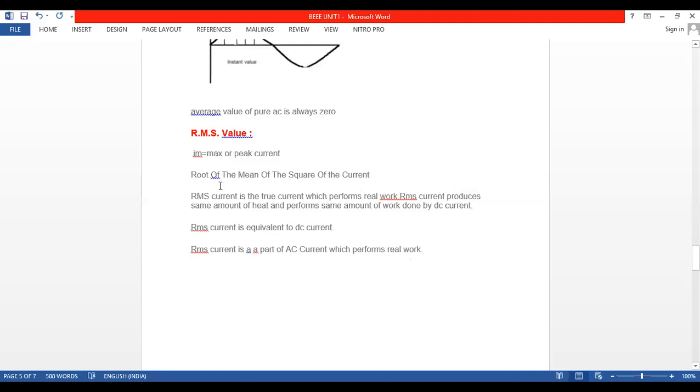So RMS current, another name is real current or true current, and it is a part of AC current which performs the real work. And you can add this one, it produces the same amount of heat which is similar to the DC current. So DC current is coming from which elements? Anyone tell me? Which elements generate DC current?